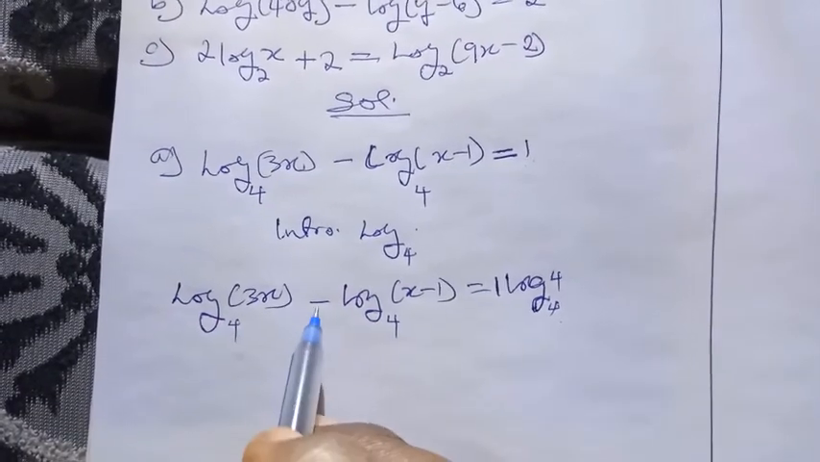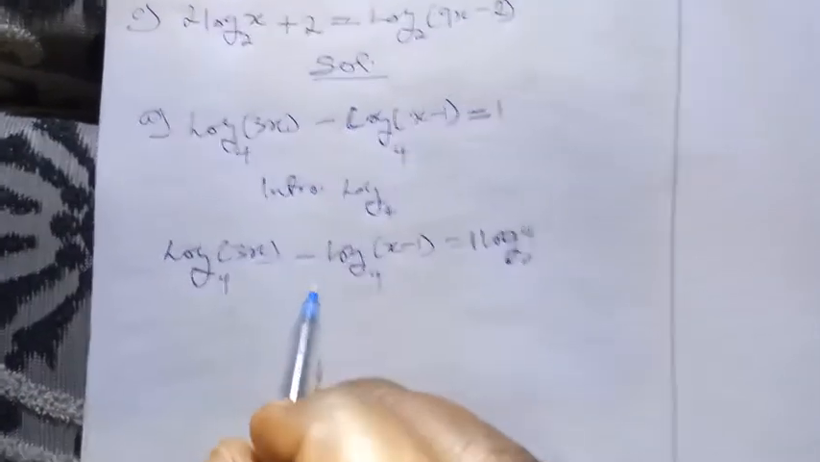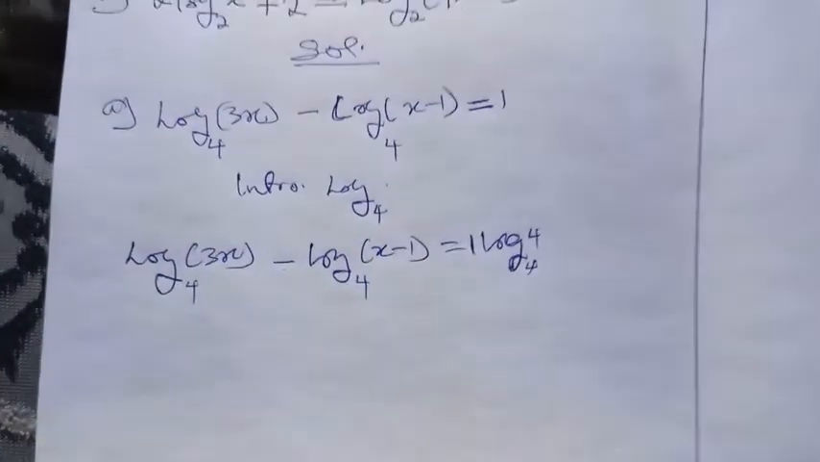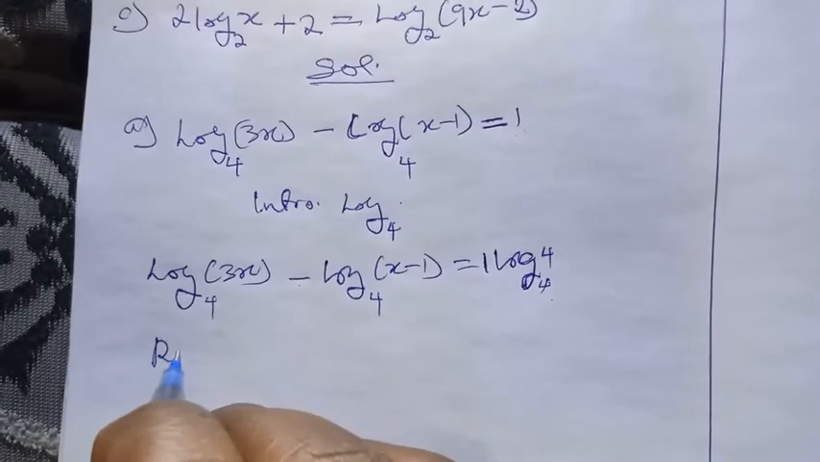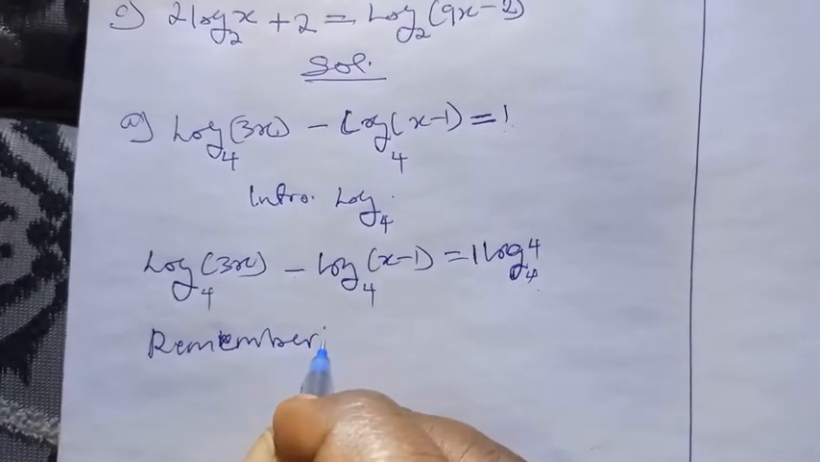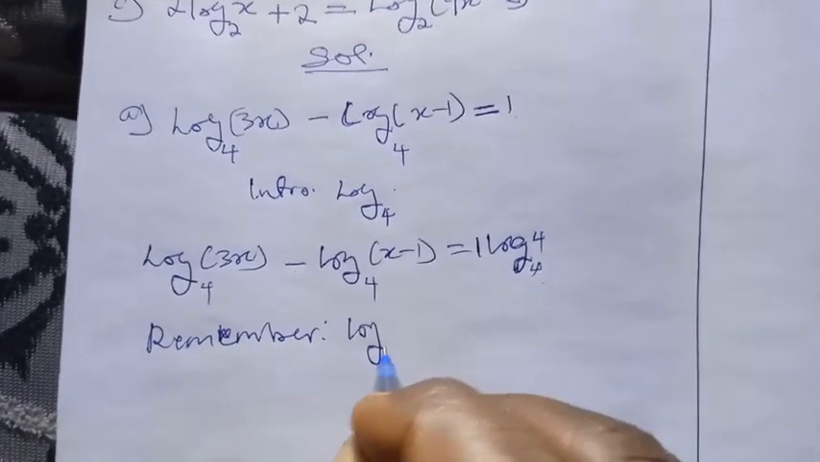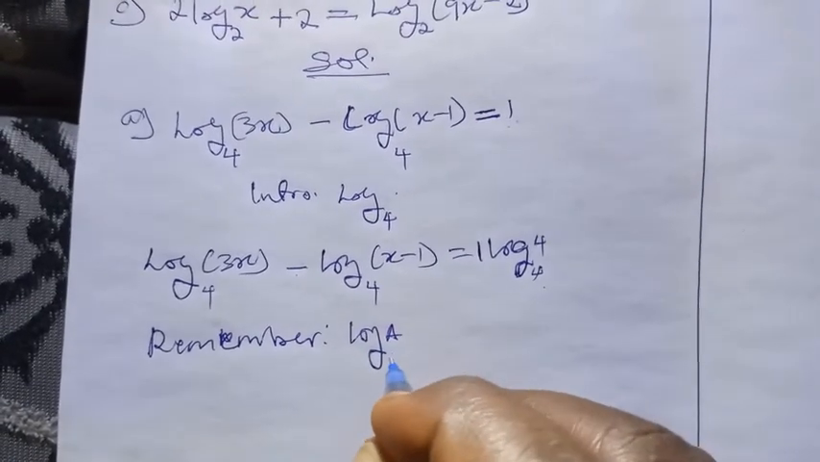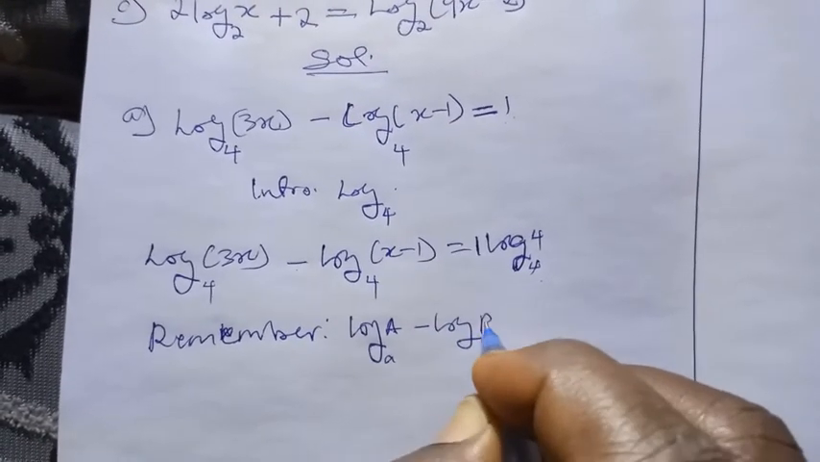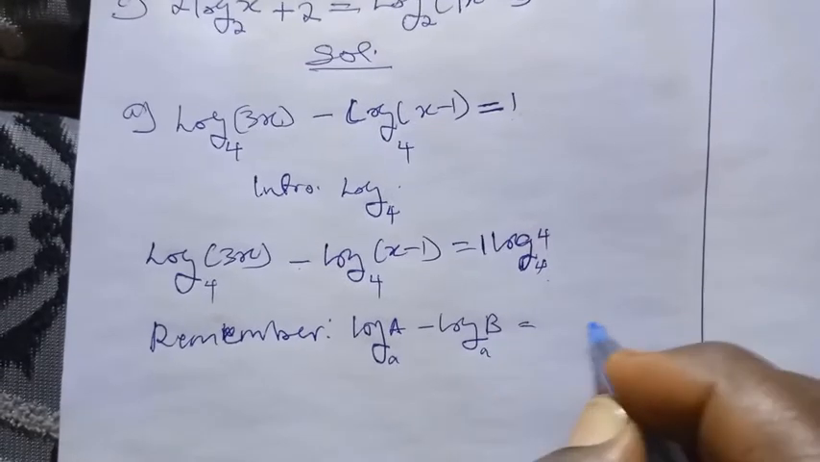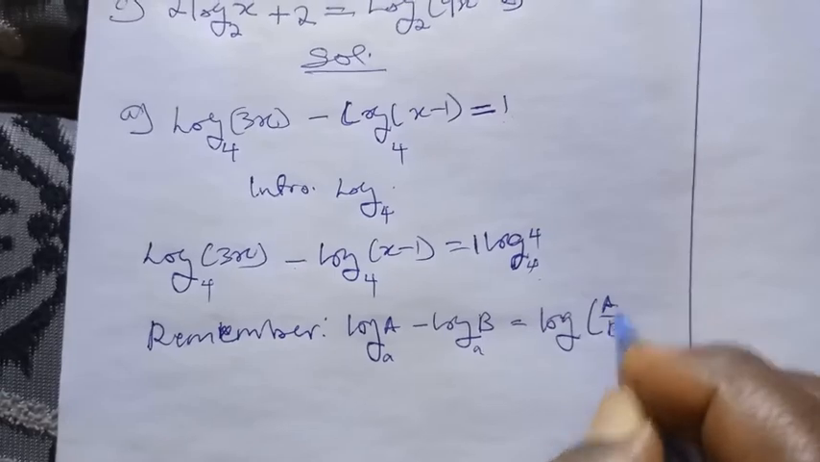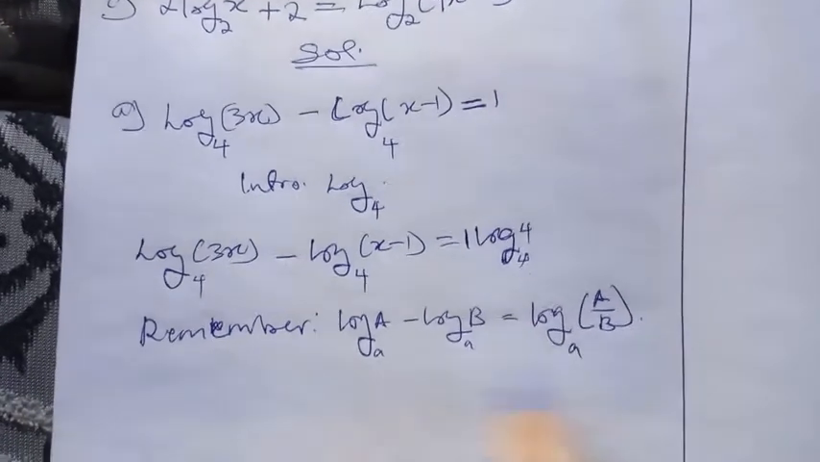So if you notice, this is subtraction. This takes me to the second law. If you look at the second law, it has to do with subtraction. So I can now put this back in that kind of form. So remember the law, let me just state it quickly. Log a base a, minus log b, still base a, the same base, so I can put this as log of bracket a over b, both base a. See, that is the law.